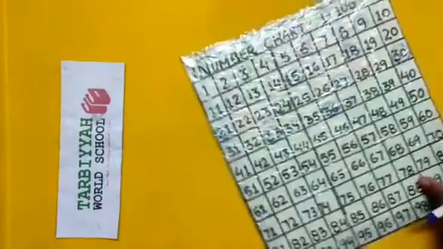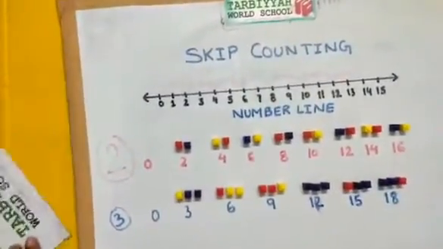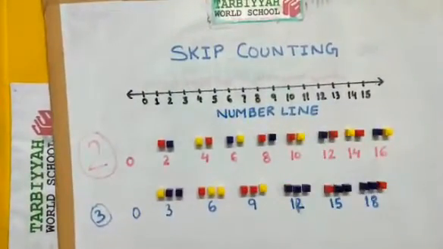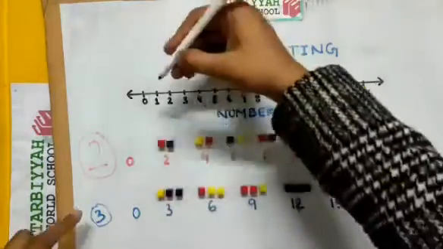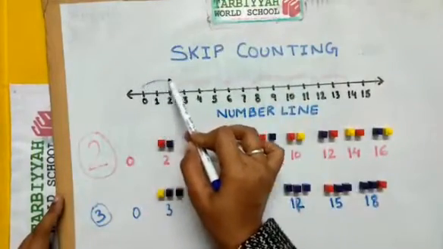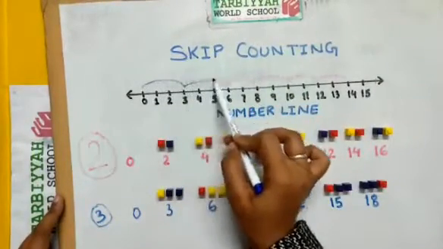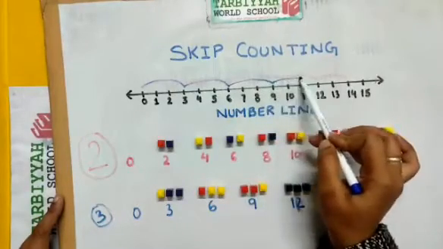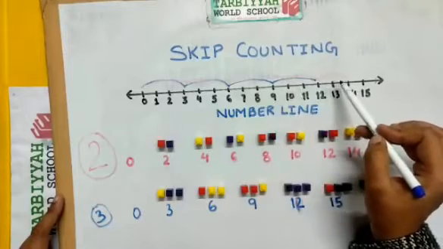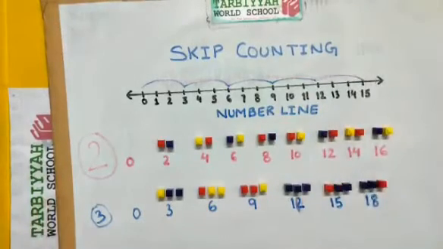Now see how we do it on a number line. This is our number line. We have to leave 2 numbers. So we start from 0, 1, 2, 3, 4, 5, 6, 7, 8, 9, 10, 11, 12, 13, 14, 15. So like this we do skip counting on a number line. So this skip counting is very easy.